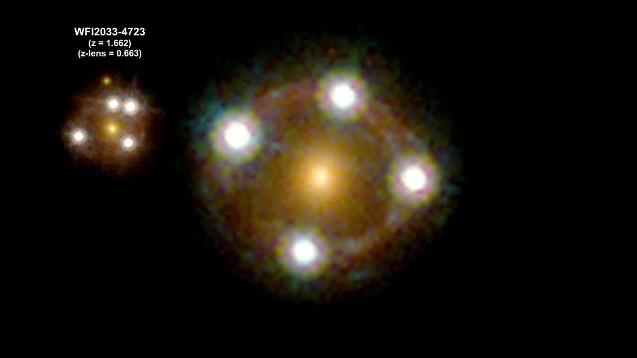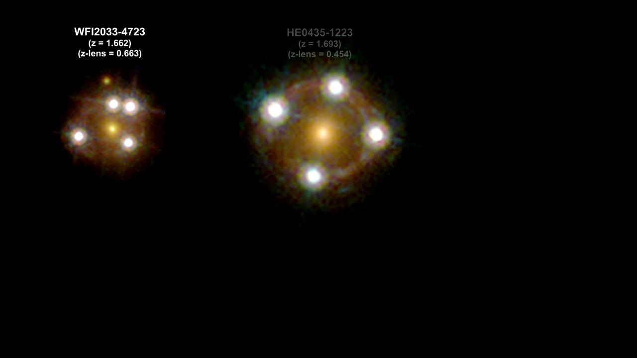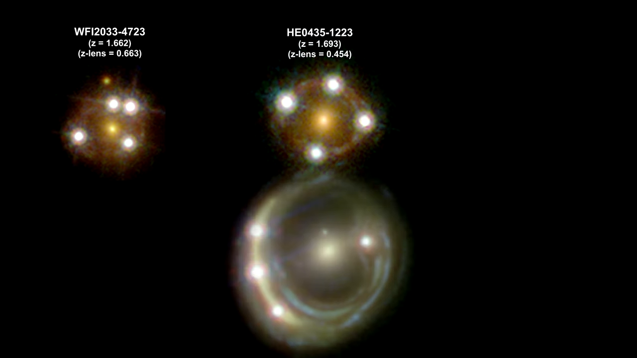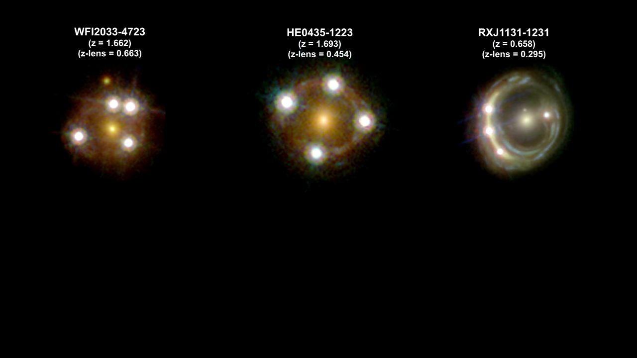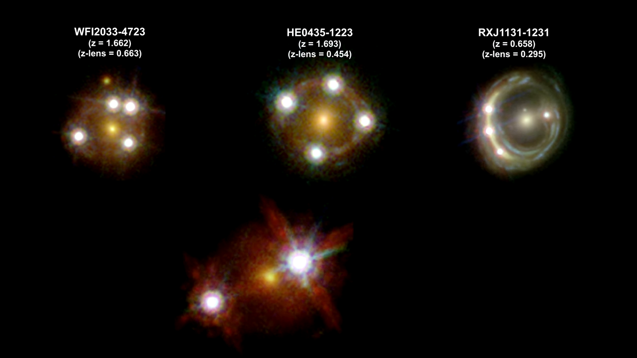In 2016, a group of astronomers used the Hubble Space Telescope and others to study five galaxies, gravitationally lensing five quasars, in order to arrive at an independent measurement of the Hubble constant. The strong gravitational lensing creates multiple images of the background quasars.